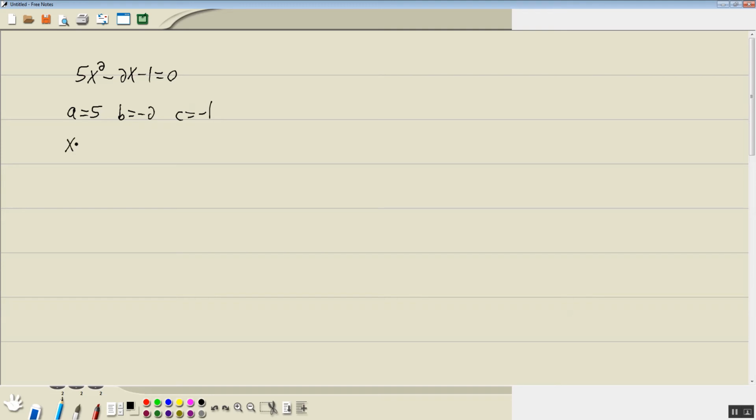Remember our quadratic formula is x equals -b plus or minus square root of b squared minus 4ac all over 2a. Now I'm going to go through, and everywhere I have a variable, I'll put in a set of parentheses. Everything else remains exactly the same.